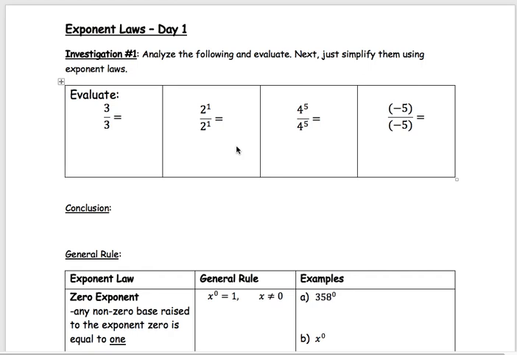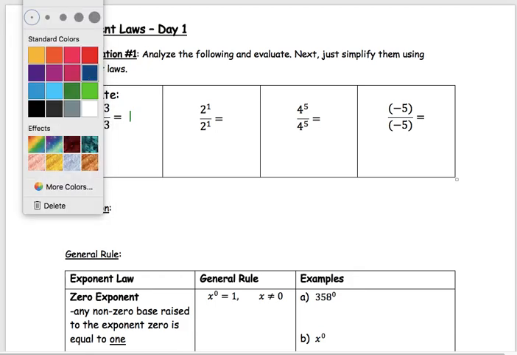For the first one, you just have 3 divided by 3. So what's the answer to that? Honestly, whenever in doubt, just try it on your calculator, because a lot of you sometimes will write 0. This is 1. So from there, I want you to do this question again, using exponent laws that we reviewed last day.